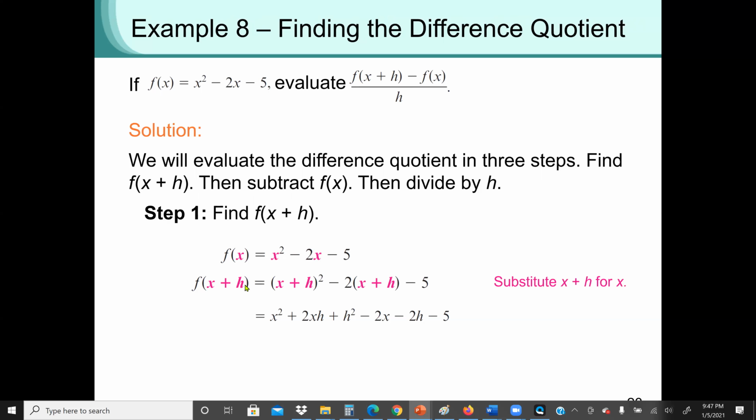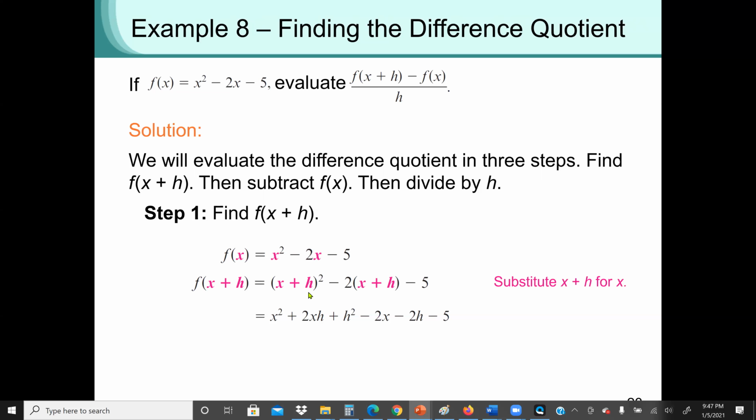So that's what we did here. First we find f at x, which is the same thing: f at x is x squared minus 2x minus 5. From the formula here, f at x will also give us the same x squared minus 2x minus 5. But for f at x plus h, anywhere we see x, we substitute with x plus h. So x plus h all squared, minus 2 times x plus h, minus 5.